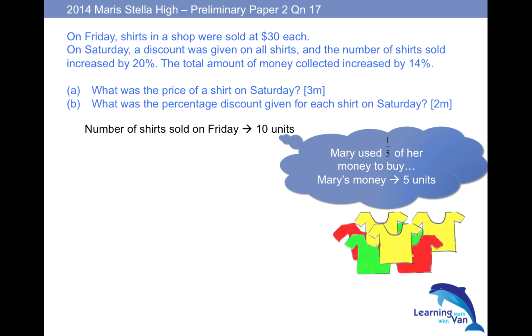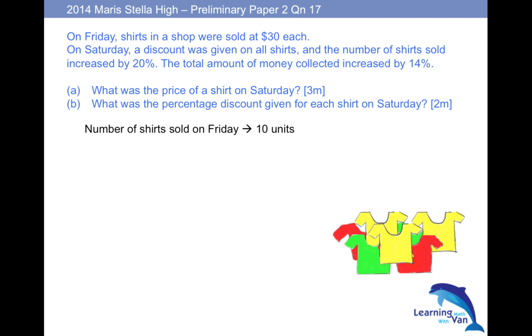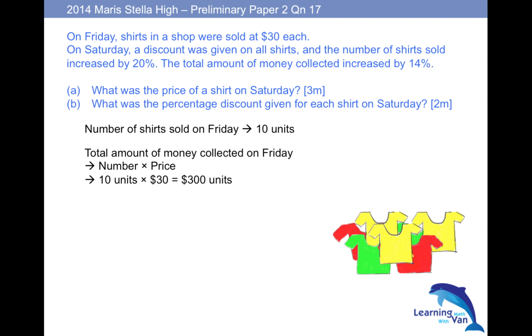Mary used 1/5 of her money to buy something, blah blah blah. And the first thing that comes to your mind is that you will call Mary's money 5 units. The same logic here. Coming back to this question, if the number of shirts sold on Friday is 10 units, the total amount of money collected on Friday will be, like what I said, number times the price, or in terms of value, 10 units multiplied by $30, and that gives you 300 units dollars.